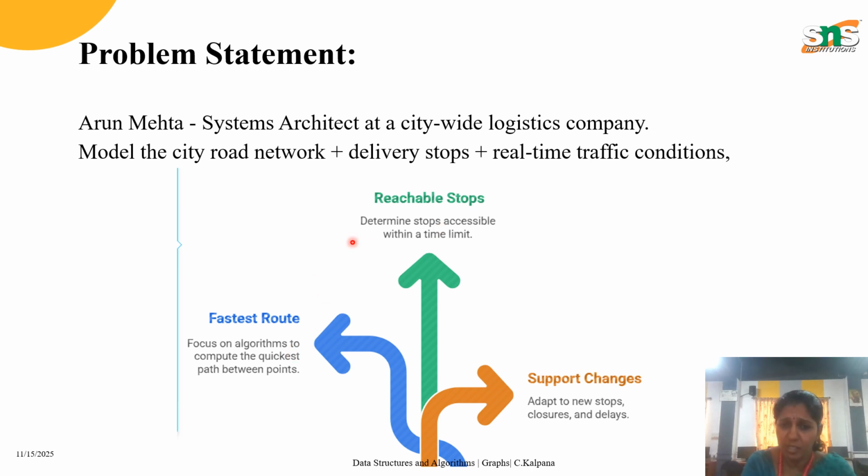So he needs to identify the fastest route, obviously. So based on the traffic condition only, he can identify the fastest route, and the reachable points, reachable stops, which are nothing but the delivery stops, where he needs to stop and deliver the products to the department store or whatever it may be. And support changes, that is he needs to adapt to the new destination points and all those things. So these are all the problems he needs to concentrate on.